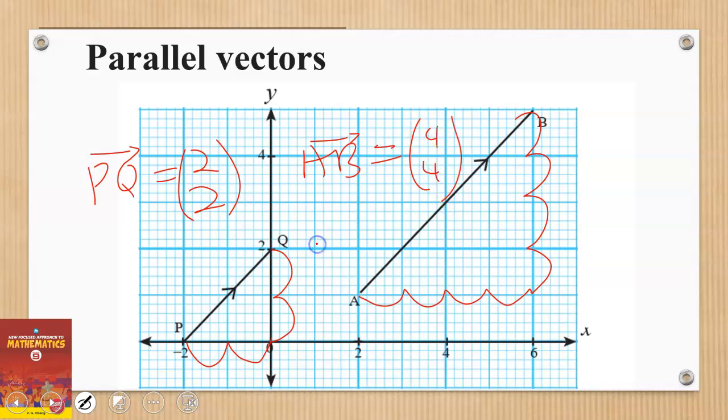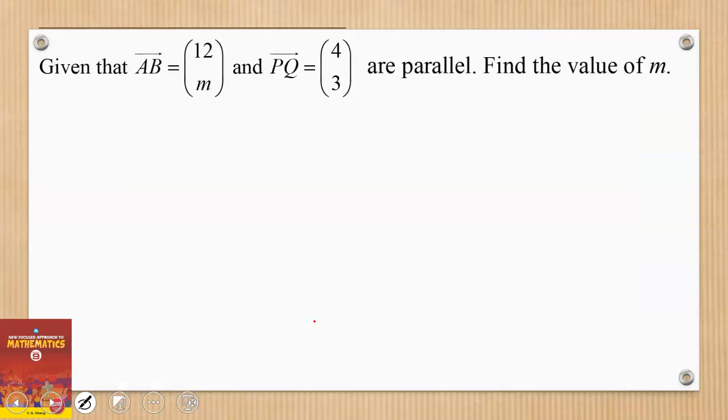So we can see that if I multiply 2 by PQ, I will get AB, which means the scalar multiplication of vector PQ gives us vector AB. That means algebraically too, it's a proof that the two vectors are parallel. Good, they are parallel. Now let's use this idea to solve a question like this. Given the vector AB, this, and vector PQ, that, if we say they are parallel, find the value of M. This and this are parallel.